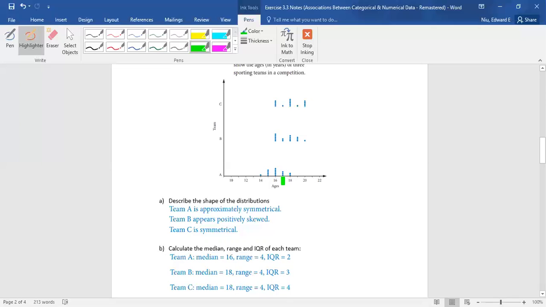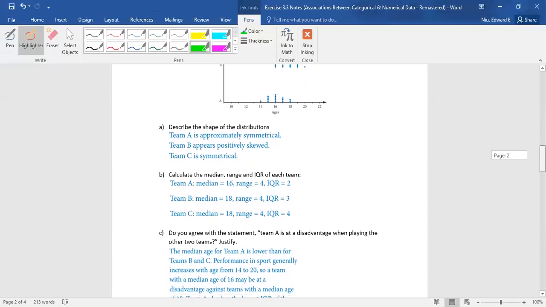So 1, 2, 3, 4. This dot here, which is 17, is going to be Q3. 1, 2, 3, 4. This number here is going to be the median of the bottom half, which is Q1. So 17 take away 15 gets you the IQR of 2. You do that 3 more times for teams B and C to get your median, range, and IQR.